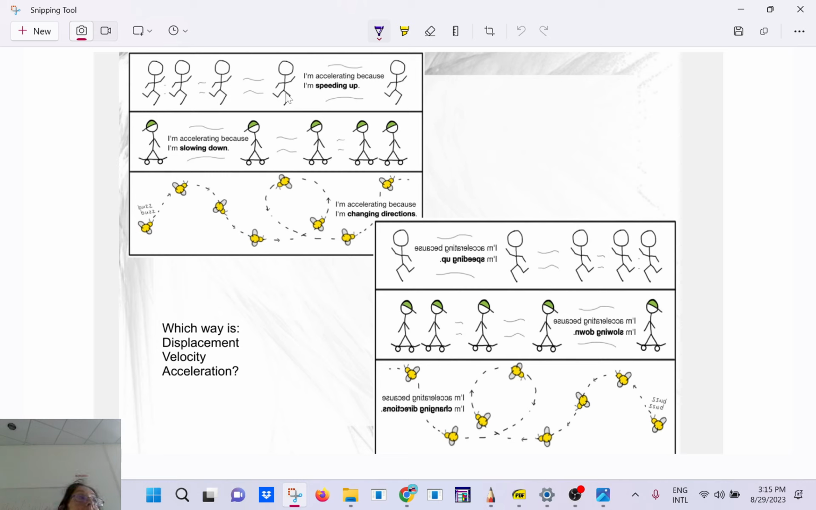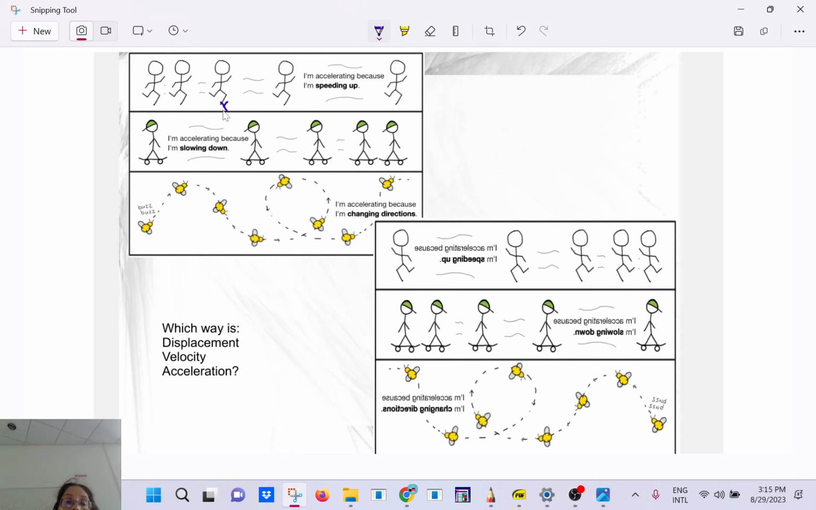Is he what? Accelerating, speeding up. Do you all agree with that? So we take a picture every same interval of time. During that time, he is covering that much distance, and the distance covered during the same time is increasing.